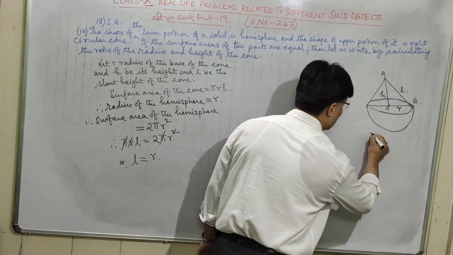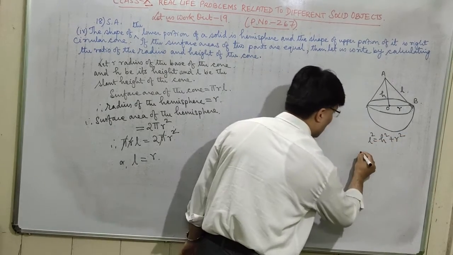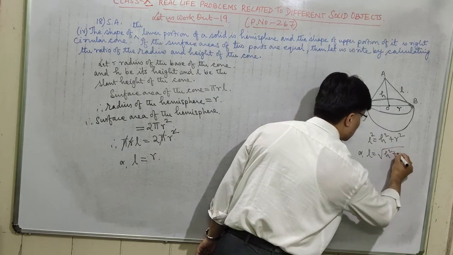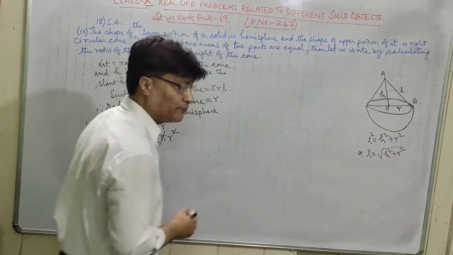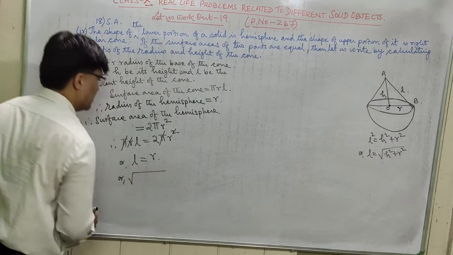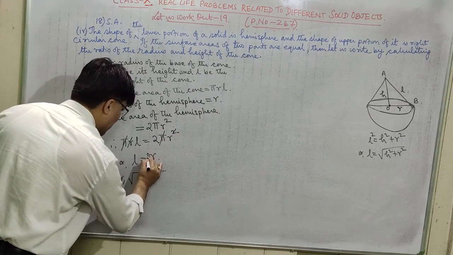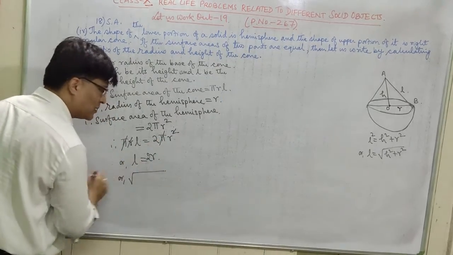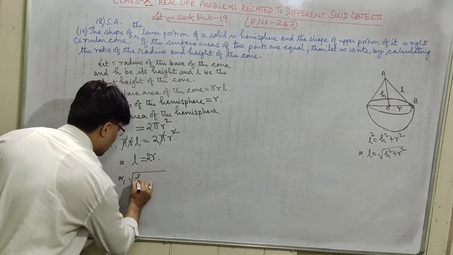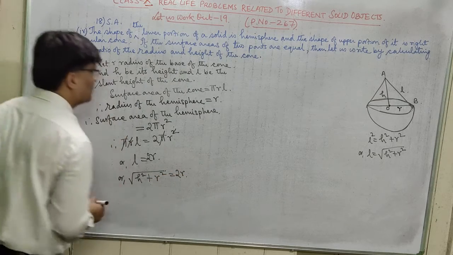That is, you can write L square is equal to h square plus r square. So what is the value for L in this case? It is root over h square plus r square. So here, instead of L, what can you write? This is your 2r, not only r. L is equal to 2r. So root over h square plus r square is equal to 2r.